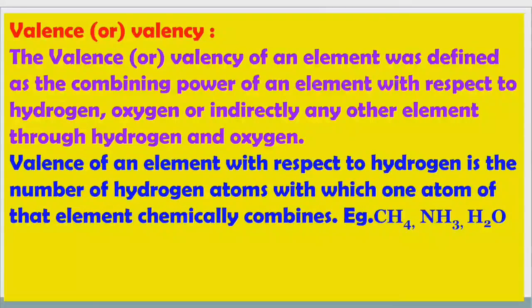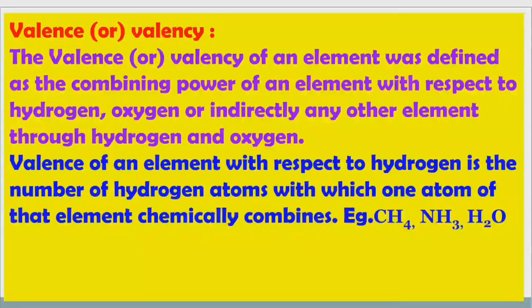Valence of an element with respect to hydrogen is the number of hydrogen atoms with which one atom of that element chemically combines. For example, here you can see methane. Methane formula is CH4.